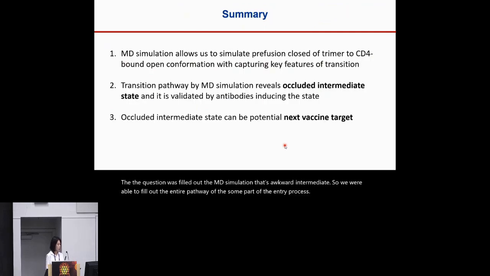The summary of the talk is that MD simulation allows us to simulate the transition from prefusion-closed to CD4-bound open, capturing key features of the transition. The transition pathway by MD simulation reveals the occluded-intermediate, and it was validated by smFRET data. And lastly, and most important, the occluded-intermediate state is a potential next vaccine target that we can further analyze and destabilize the structure of, to use as a future immunogen.